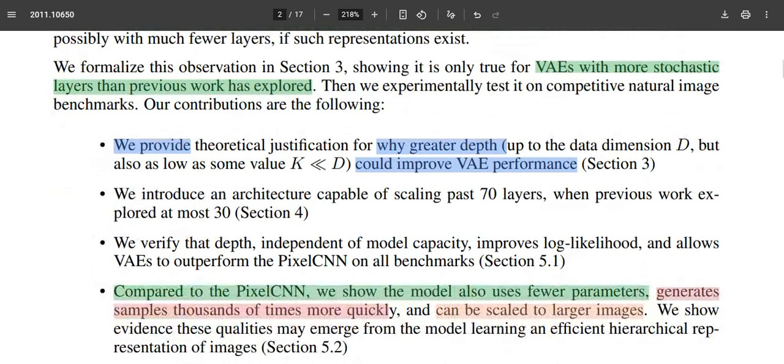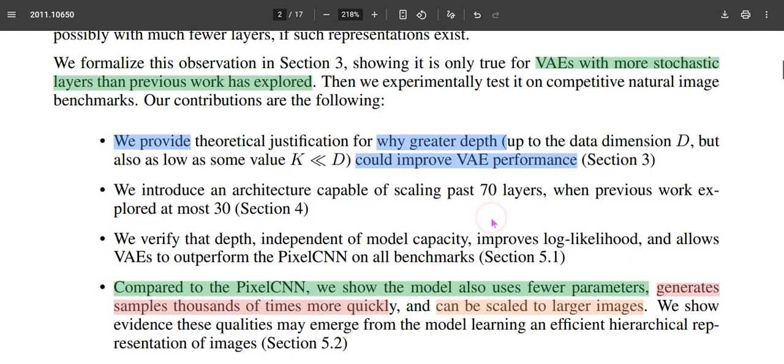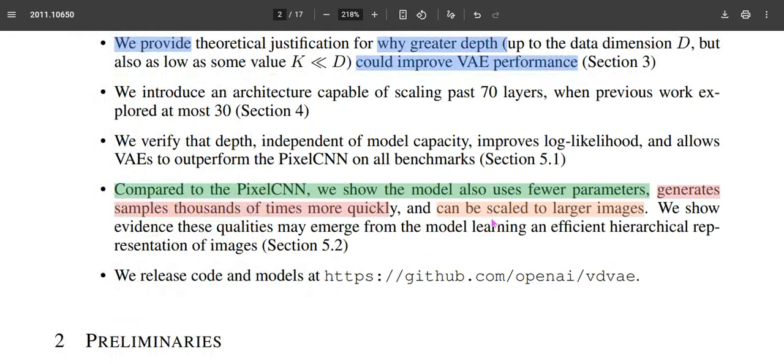So they try to see how far we can make a hierarchical variational autoencoder, increasing the depth up to 70 layers. Through an empirical experiment they find that, compared to PixelCNN, this hierarchical variational autoencoder with stochastic layers has fewer parameters, can generate samples in a much quicker time, and can also scale to larger images, producing high fidelity data output.